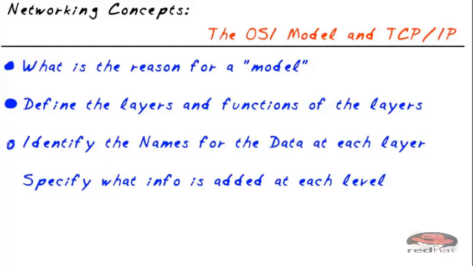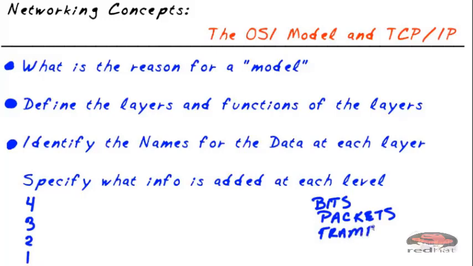Okay, so what are the names for the data at each layer? That's my question for you right now. What are the names for the data? And you don't have to do all 7 layers. I'm just interested in layers 4, 3, 2, and 1. So what are they? I'm going to jot out some labels over here. I've got bits, I've got packets, I've got frames, and I've got segments.